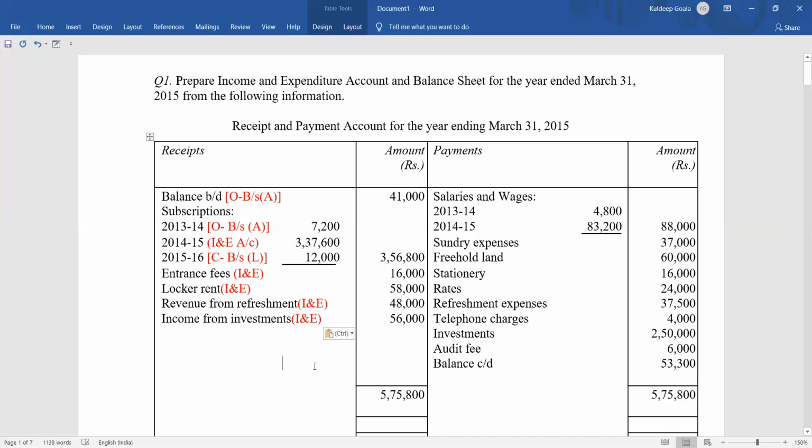Okay, the marking should be done first. So the income receipt side is over. Now comes the next one, that is the payment side. First we have got salary and wages. So we have got for last year and then again for this year.